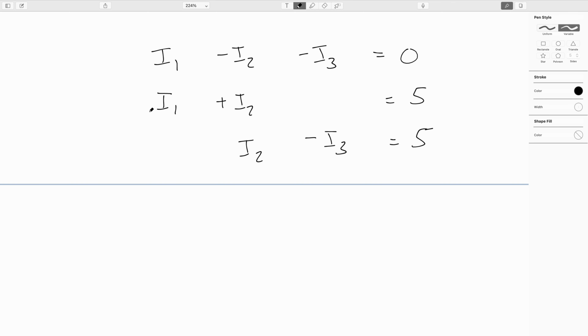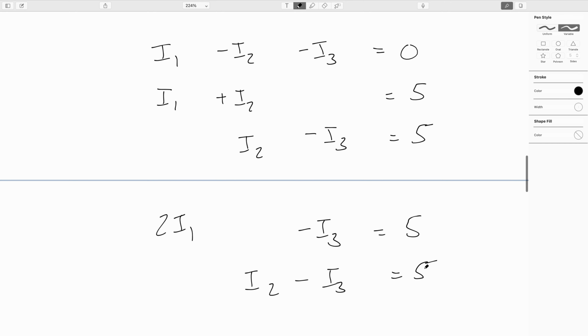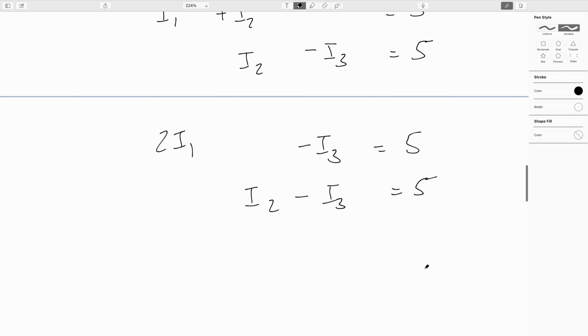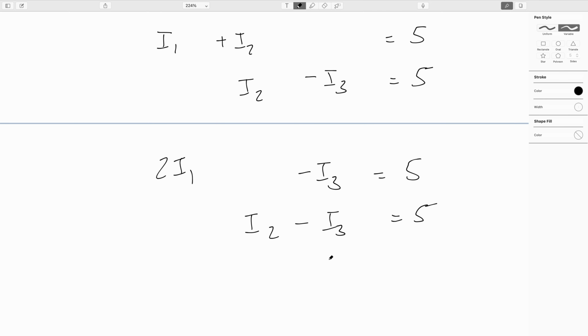So first I will go ahead and add these two equations together. This will give me 2I1. And then adding this and this is going to give me just plain nothing. Then adding this is going to give me minus I3. And then adding these two is 0 plus 5 equals 5. And then I'll carry through what I had before, I2 minus I3 equals 5.